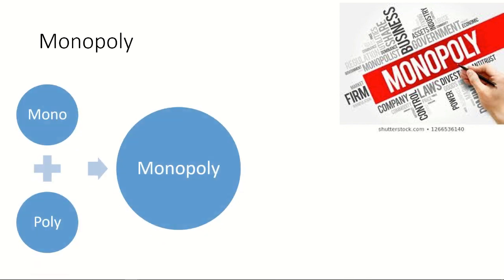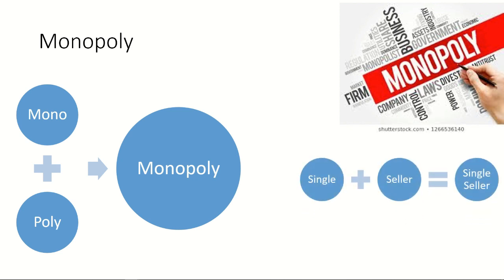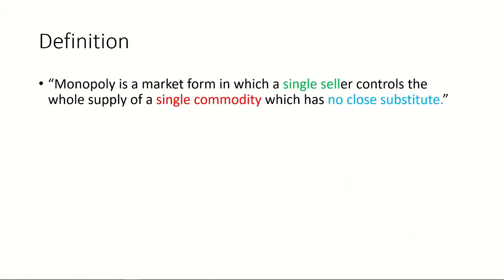Okay, first of all, the word monopoly is derived from two Greek words, mono and poly, and together it is called monopoly. Mono means single and poly means seller. So combined, the meaning is single seller. So we can say that monopoly means the single seller. Let's go to the definition of monopoly.